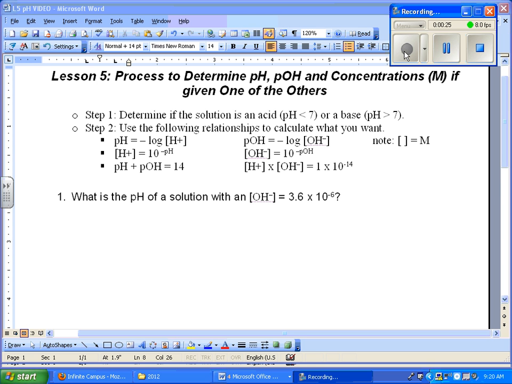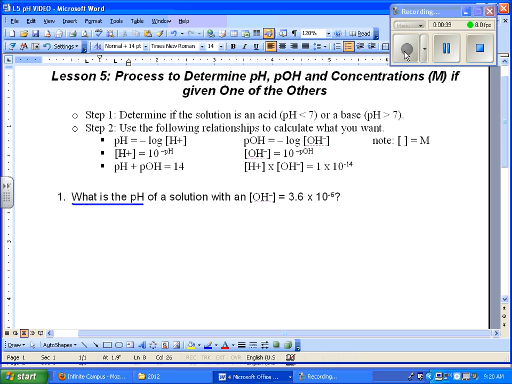So the first thing that I would suggest doing is to just make a plan. Don't do any calculations first. Just figure out your plan. Just like we've done all year, always determine what you want. So on this one, what is the pH? Then you need to start looking for relationships for that pH to figure out which direction you should go.